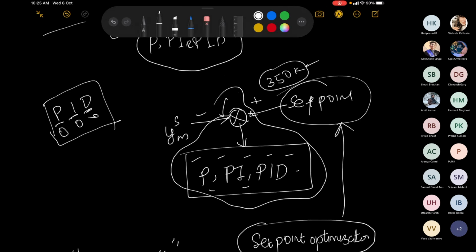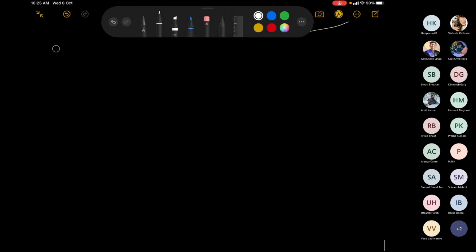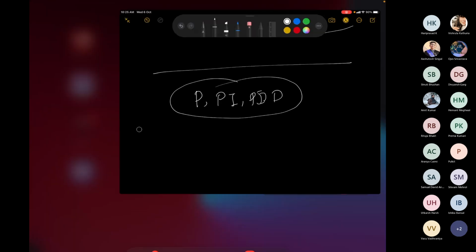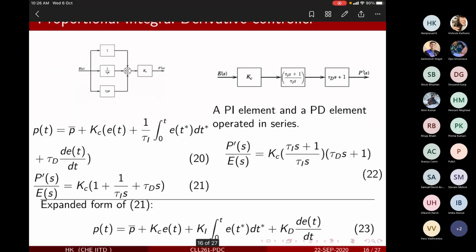And the set point optimization gives set points, then the PID controllers are ready to do things in the field. Now, where we have stopped is seeing P, PI, and PID, because they are really interacting with the plant. So now let's look a bit more at how it is being implemented in detail.